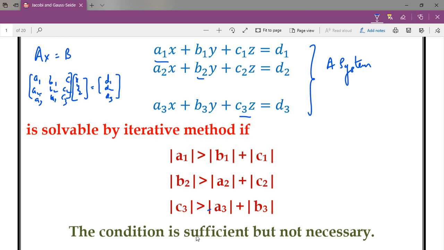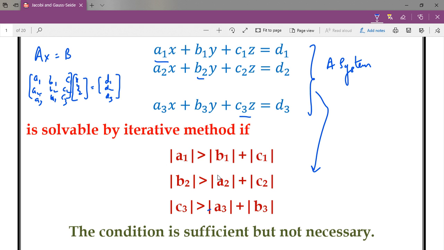The condition is sufficient but not necessary. That is, if this condition is satisfied, then the system has a solution. So this is sufficient. Necessary would mean that if this is satisfied, then it has a solution, no. It is only a sufficient condition, that is, the system has a solution if this is satisfied.